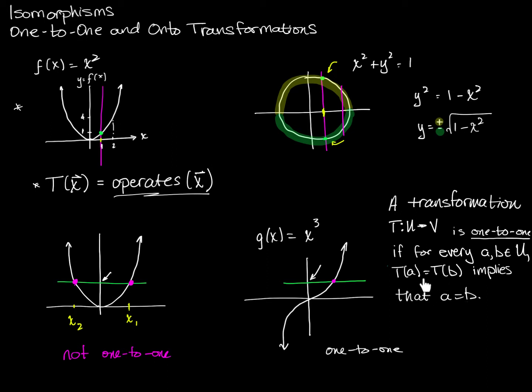If the output is 1, I'm looking at this graph here, if the output is 1, then the input can only be positive 1. If the outputs are both negative 1, right, if I'm looking at this y value down here, negative 1, then my inputs, that can only be negative 1. It can't be anything else.